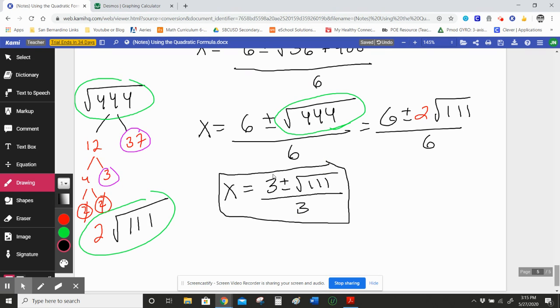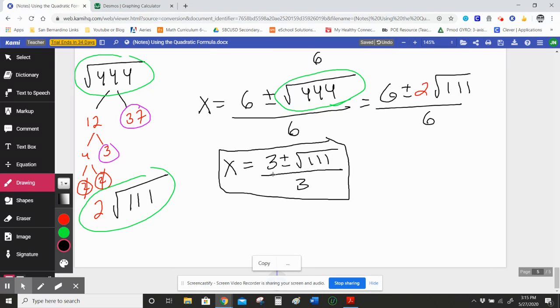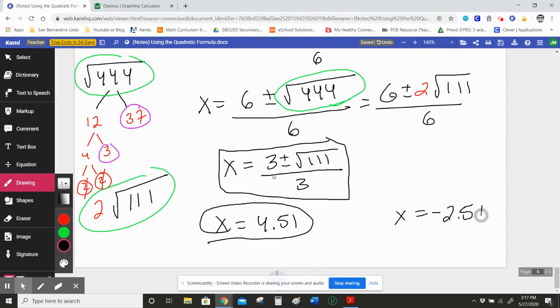You have two answers, right? x is equal to 3 plus square root of 111 divided by 3, and x is equal to 3 minus square root of 111 divided by 3. If you pop that into your calculator, you will get two answers, and those two answers happen to be what you get when you plug it into Desmos. According to my calculator, one answer is 4.51. The other answer is negative 2.51.